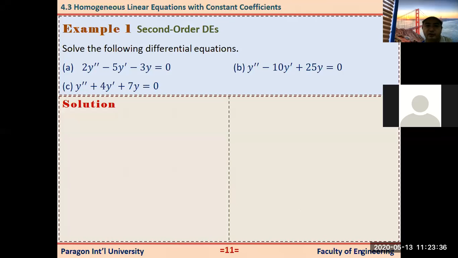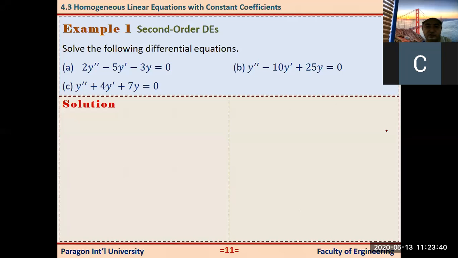Okay, solve the following differential equations. I think we have more space. I'll try to squeeze everything here. Okay, the first one, A, we have to solve this differential equation that is homogeneous because on the right-hand side we have 0.